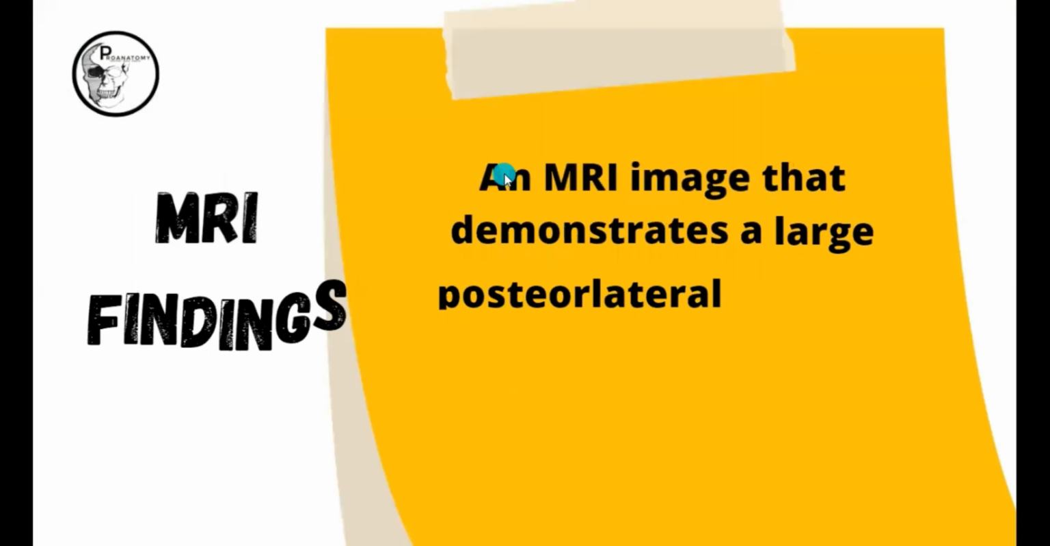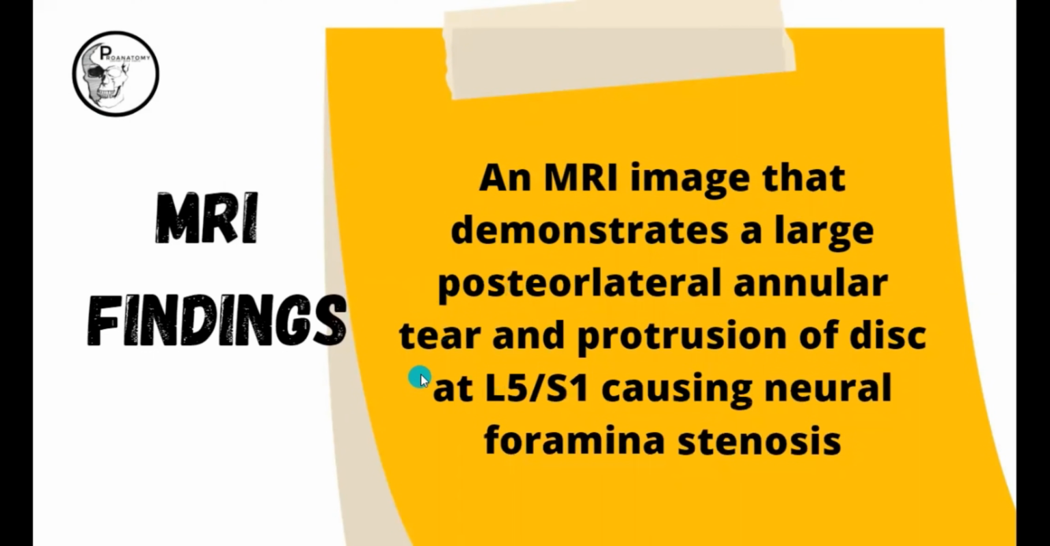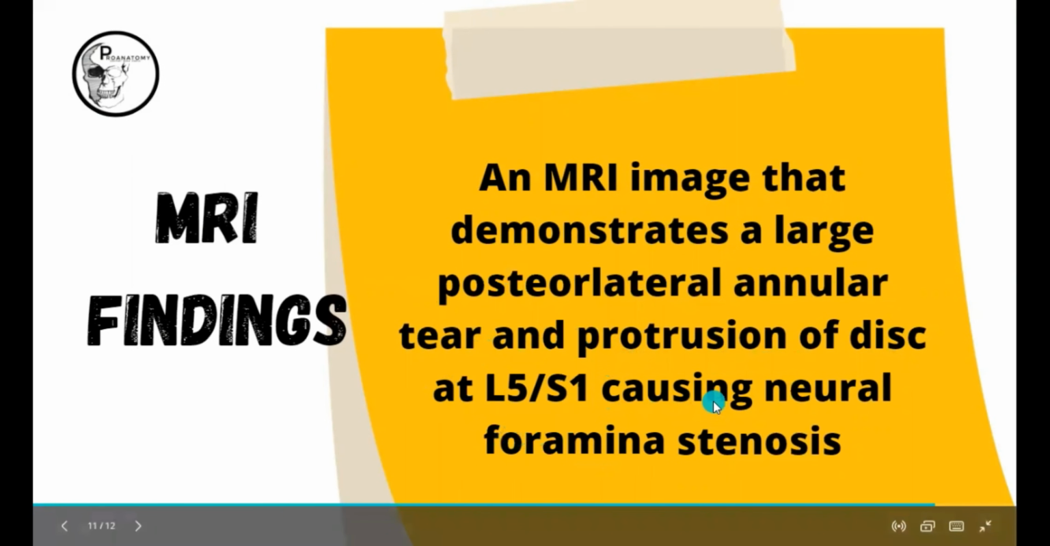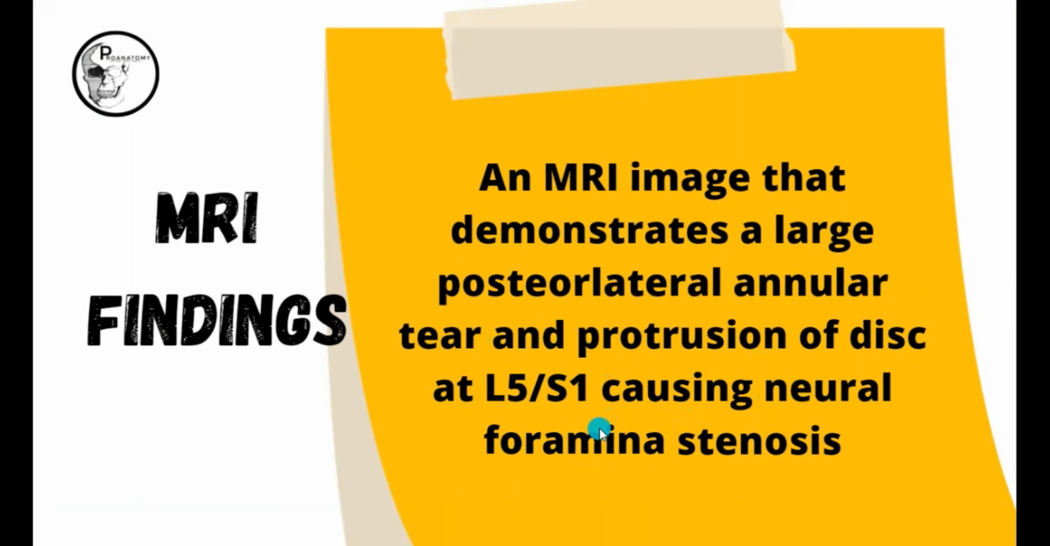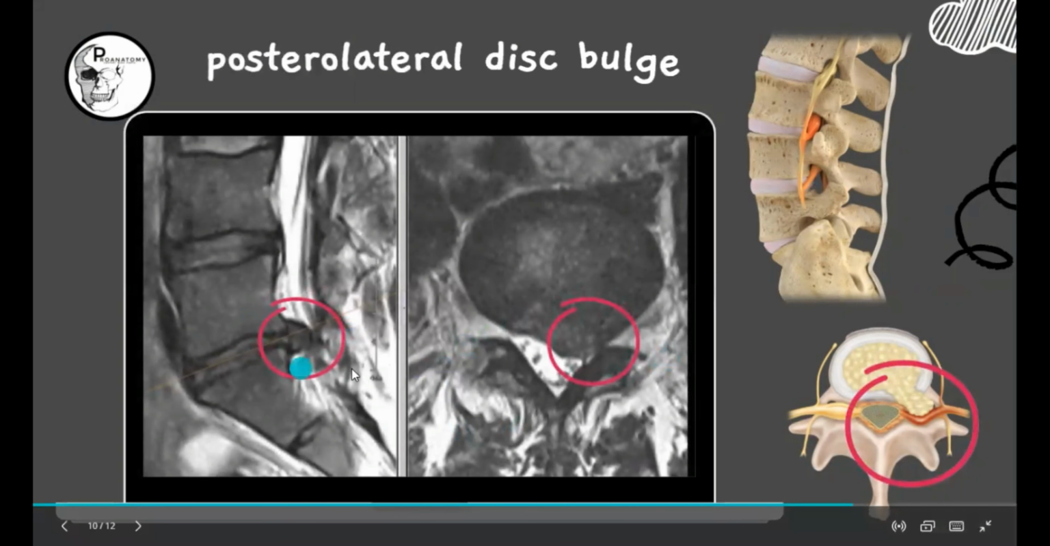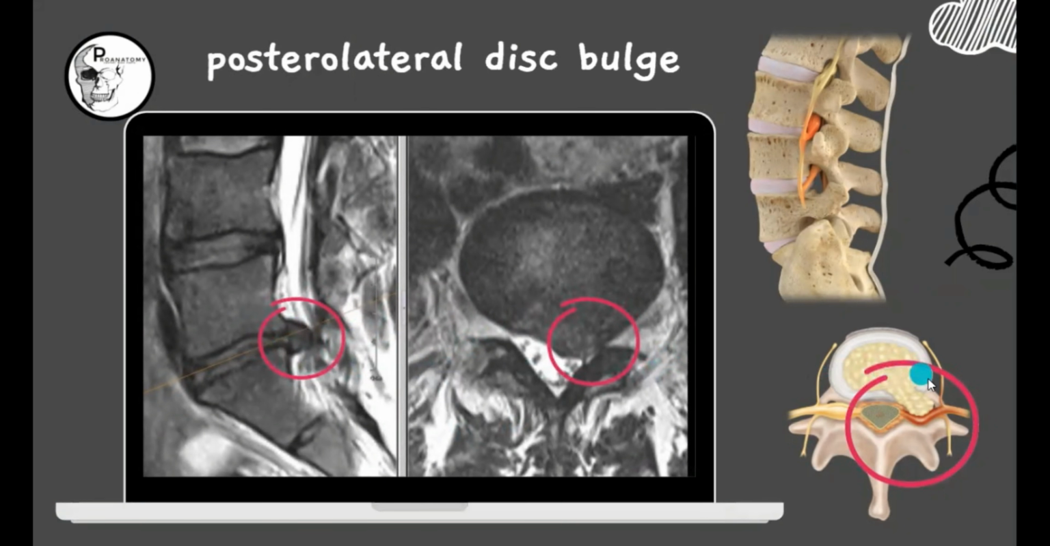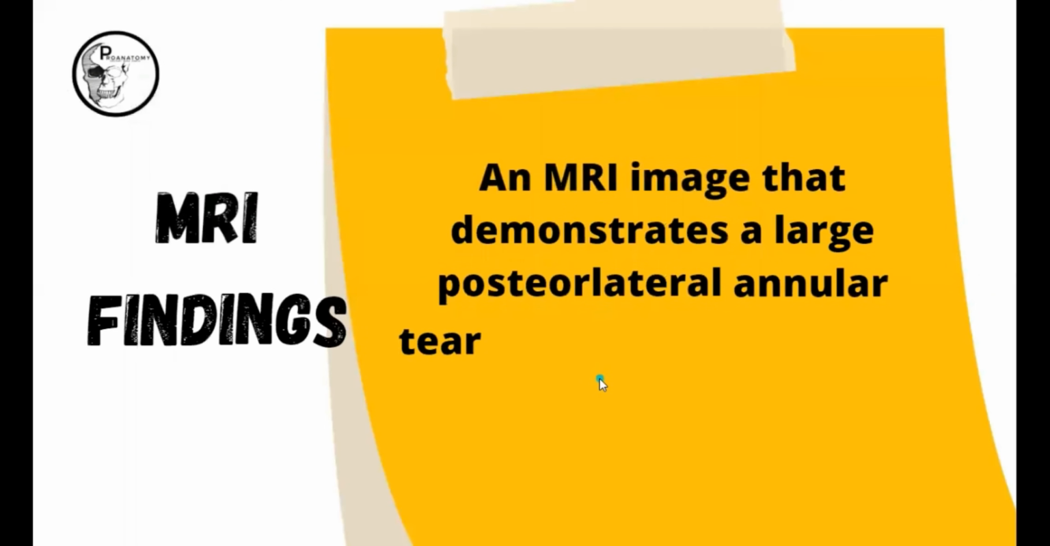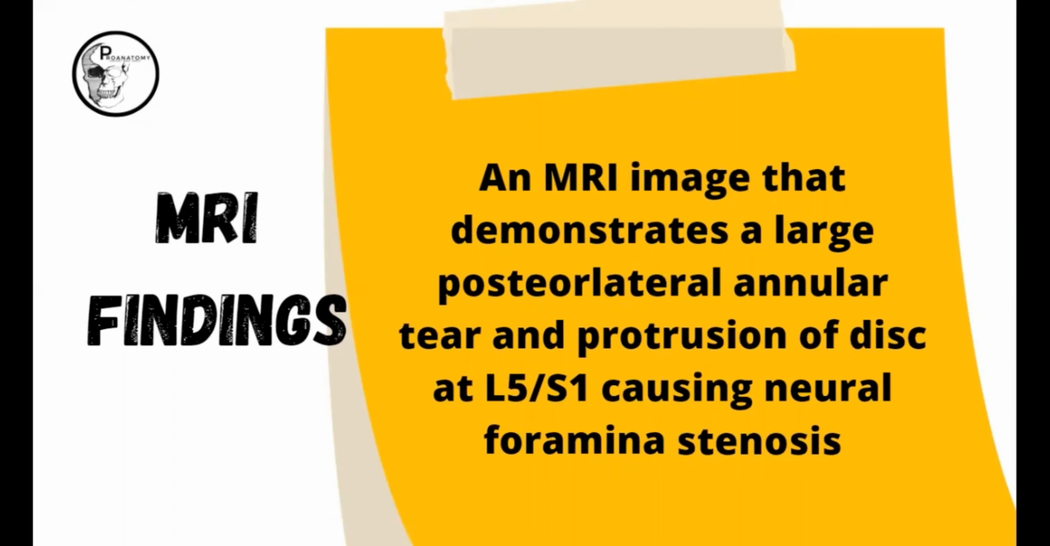In this MRI image, it demonstrates a large posterolateral annular tear and protrusion of the disc at L5-S1 causing neural foramina stenosis. I'll repeat, here you can see there is an annular tear. Here you can see the outer annulus of the intervertebral disc has torn, and that causes the protrusion of the nucleus pulposus, and thereby it narrows the neural foramina and causes the associated symptoms. So this is how you have to interpret an MRI for neural foramina narrowing.